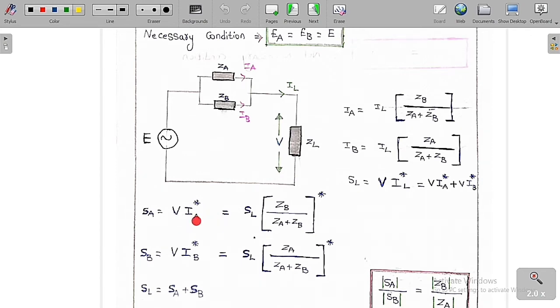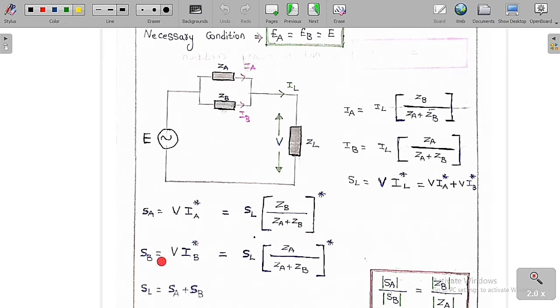Now, I have already told you the value of IA. IA is equal to IL into ZB by ZA plus ZB. Take the whole conjugate, then we get V into IL conjugate into ZB by ZA plus ZB whole conjugate. So V into IL conjugate is nothing but SL. So SA is SL into ZB by ZA plus ZB whole conjugate.